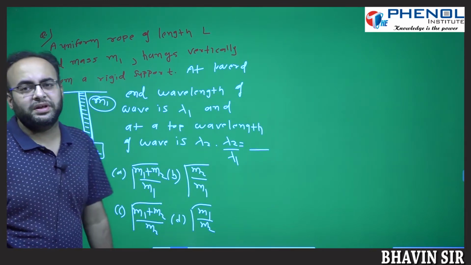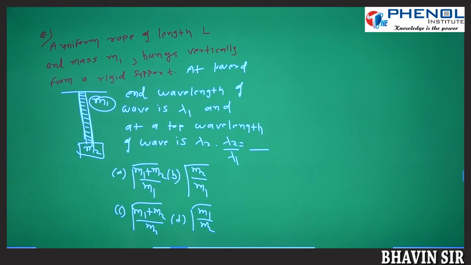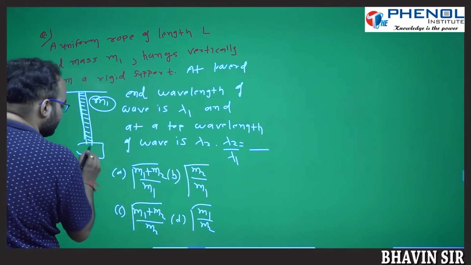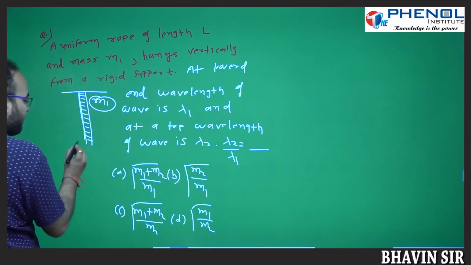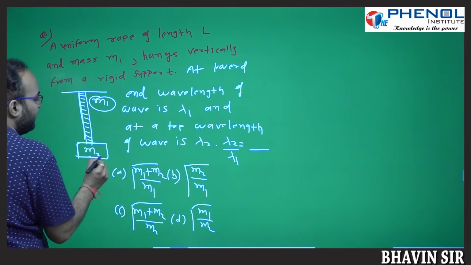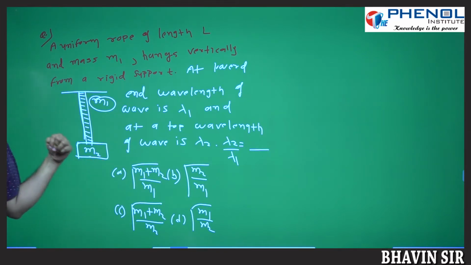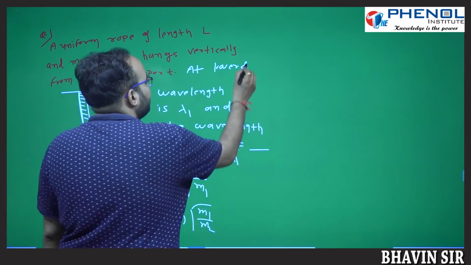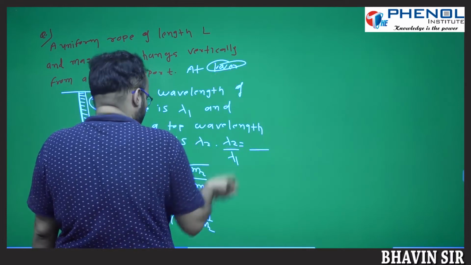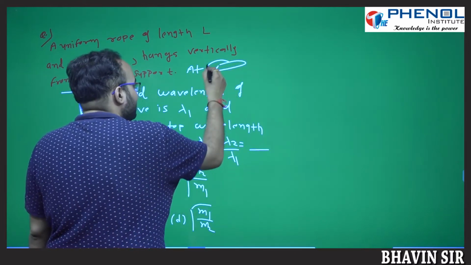See students, what is the question? This is a uniform but heavy rope. What is its mass? M1, and it hangs vertically from a rigid support. Then we connect a block of mass M2 at the free end of the rope.